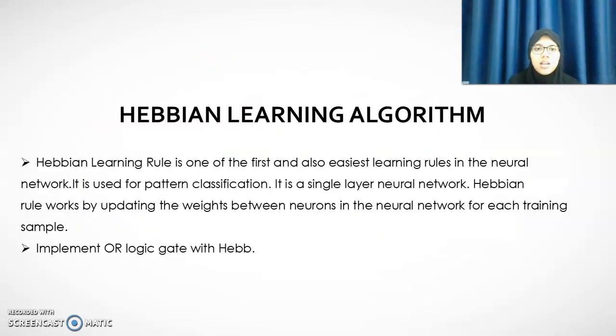Next, the first method that we will use is Hebbian learning algorithm. Hebbian learning rule is one of the first and also easiest learning rules in the neural network. It is used for pattern classification. It is a single layer neural network. Hebbian rule works by updating the weights between neurons in the neural network for each training sample. It is also used to implement OR logic gate with HAB.